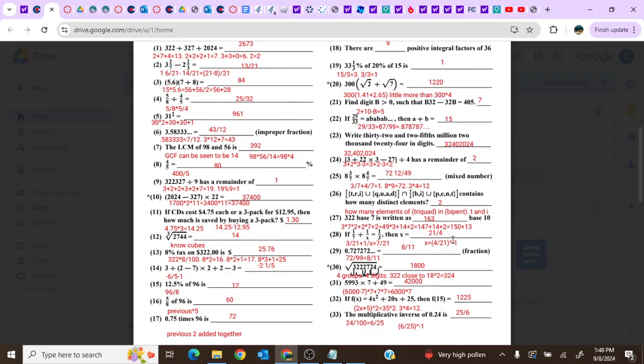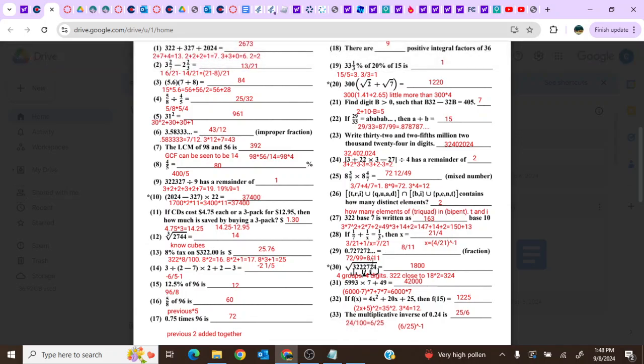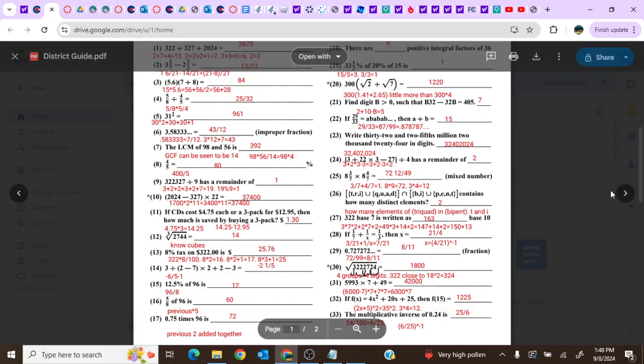29, 0.727272. This is your divide by 99 thing. 72 divided by 99. Simplify that by dividing both of them by 9, and you get 8 over 11.